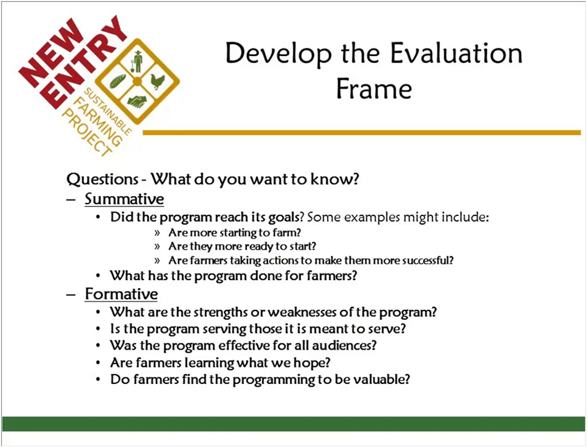Summative means you're looking at what happened as a result of the program. So you might ask some of the following questions. For example, did the program reach its goals? A really common one. And in this case, are more people farming, are more ready to start farming, and are farmers taking actions to make them more successful? Another question might be, what else has the program done for farmers? That's getting at maybe unintended things that you weren't prepared for, and that could be interesting to some programs.